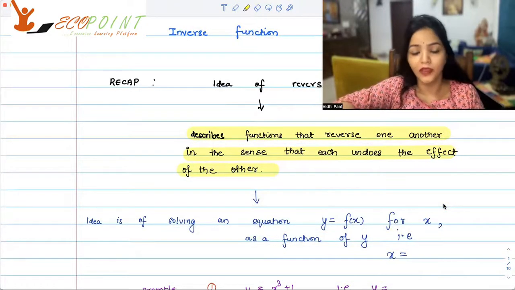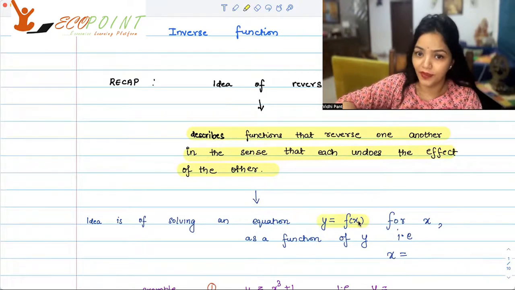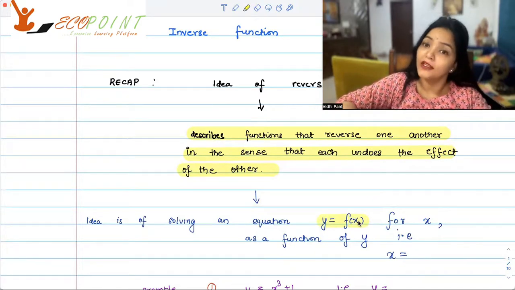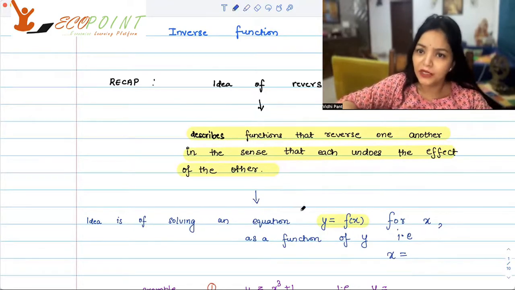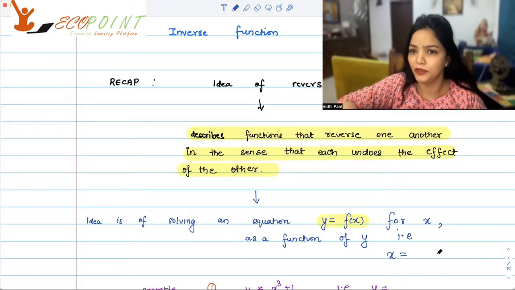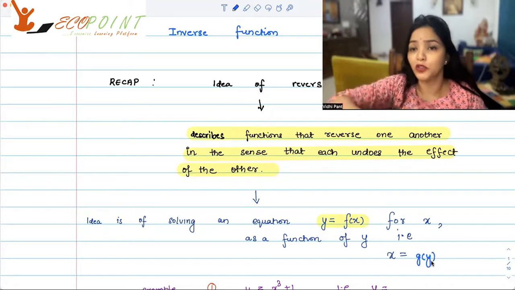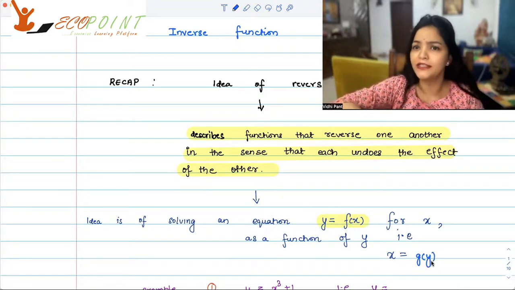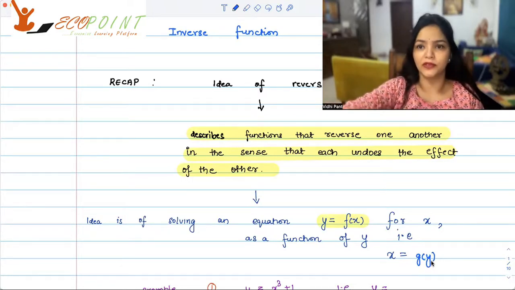Or mathematically, the idea of solving the equation y equals f(x) for x as a function of y. So you already have y as a function of x. Mathematically speaking, inverse is the scenario where I'm actually able to get x in terms of y, so I'm able to get x as a function of y. And if this is possible, that basically means that I'm able to reverse, right?